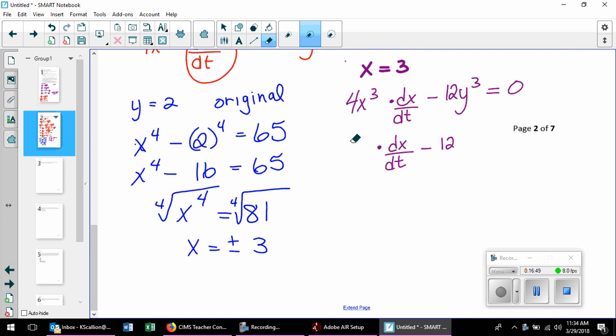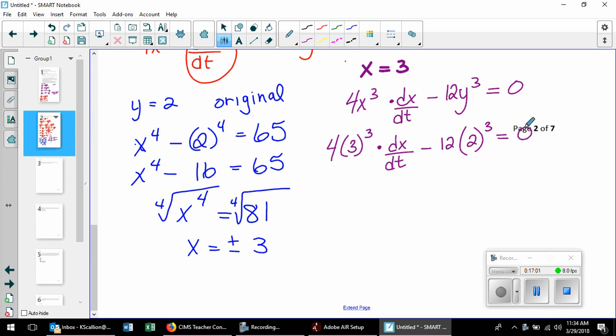Okay, what was that that I was supposed to put in there, but didn't? Thanks. Somebody really needs to supervise me today. What is y then when it's over there? 2. 3 to the exponent 3 is 27. 108. So I got 108 times dx over dt minus 96 equals 0.